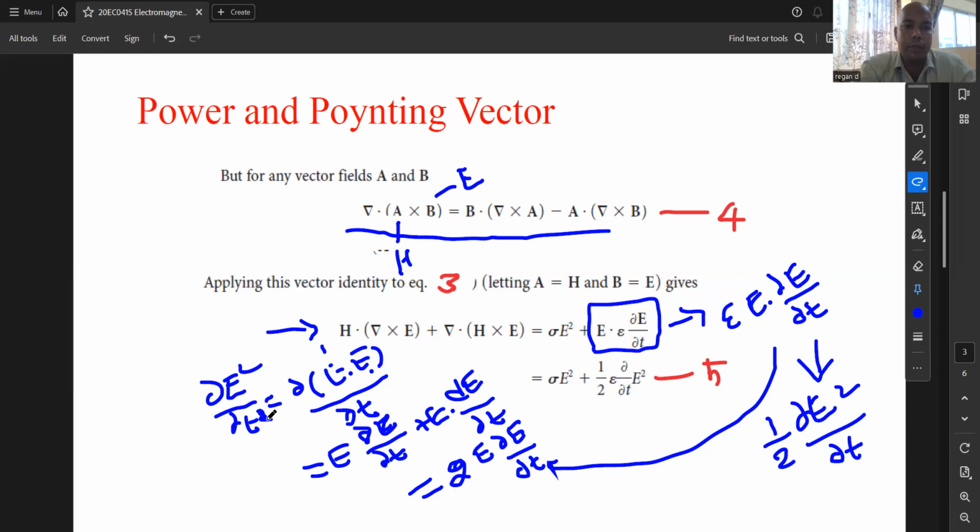Sorry, not here, T. Okay. So 1 by 2 dou E square by dou T only. So here, in equation 4, after applying the vector identity and rearrangement, we got sigma E square plus E dot epsilon dou E divided by dou T. This component is written as 1 by 2 epsilon dou E square divided by dou T.